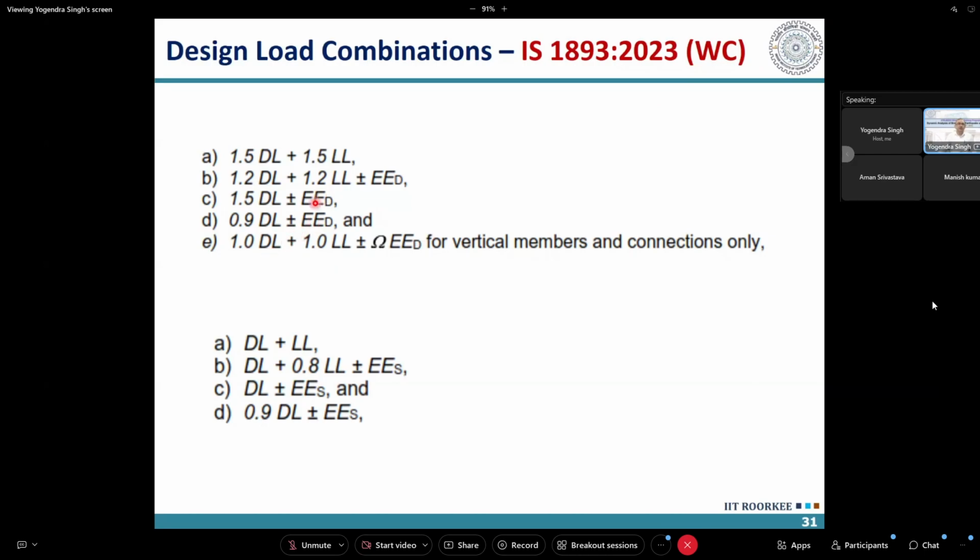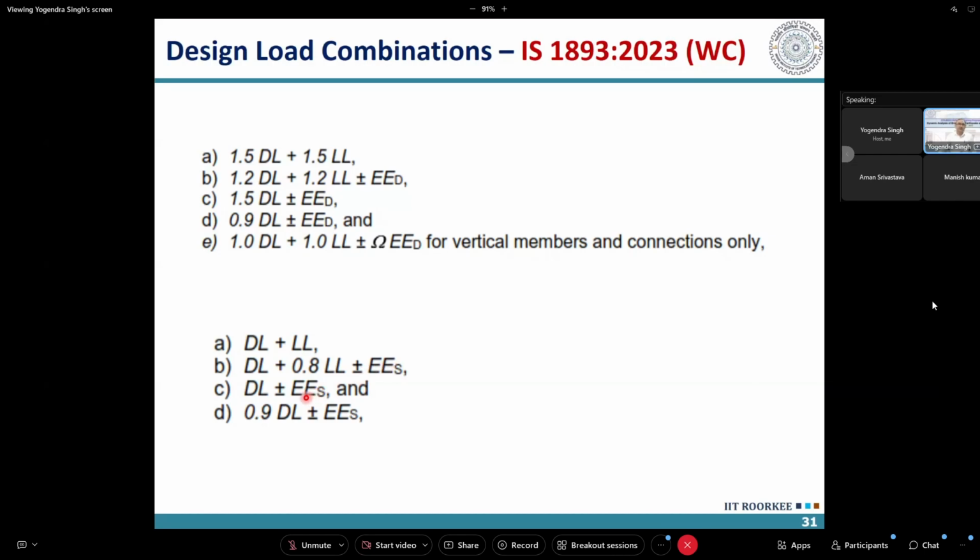So here you can see that the earthquake load factor is 1, but the earthquake load factor in the working stress method, you can see, is defined directly. In working stress, we will see later. So working stress level earthquake is defined there. You can see that this is EED and this is EES: earthquake force for design and earthquake force for serviceability limit states. The periods of these two earthquakes are different.